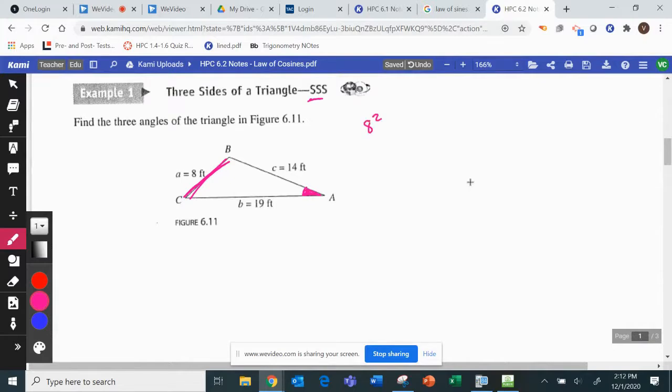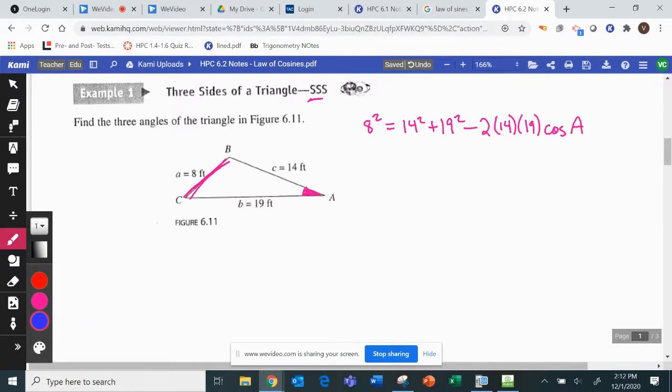So we're going to do 8 squared equals, and then we have the other two sides, 14 squared plus 19 squared. It doesn't matter which order you write them. Minus 2 times 14 times 19. It doesn't matter the order you multiply those. Cosine, and then it has to be angle A. It has to be what's opposite of the 8.